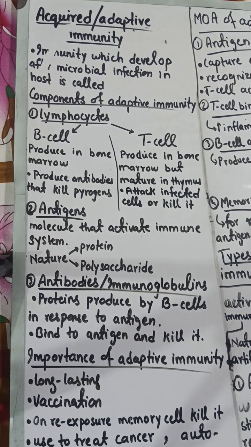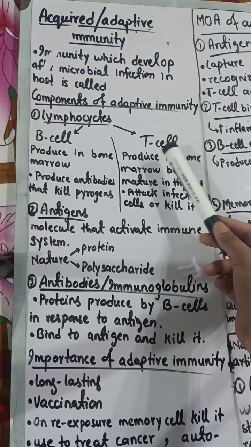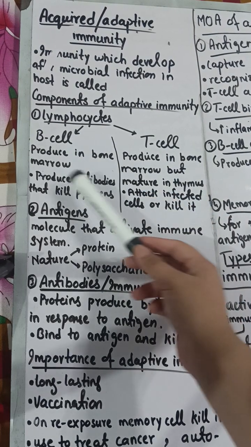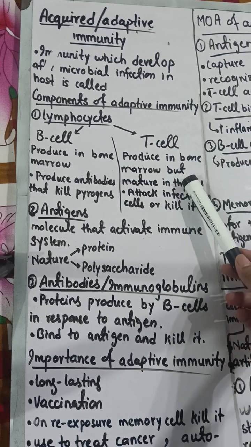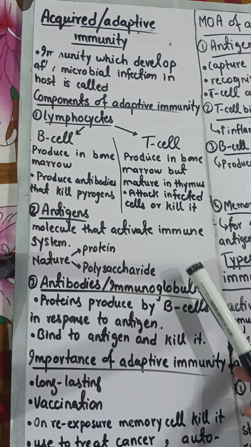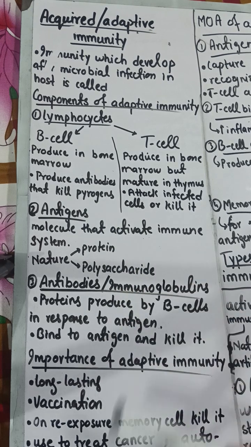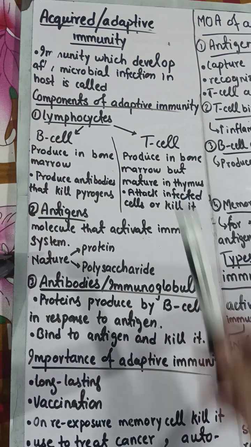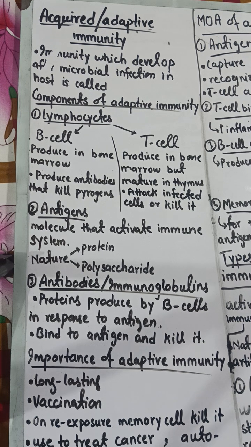What are the components of it? The first component is the lymphocyte cell, lymphocyte B cell and T cell. Lymphocyte B cells are produced in bone marrow, lymphocyte T cells are also produced in the bone marrow, but they mature in the thymus. B cells produce the antibodies that kill the pathogens, while the T cell attacks the infected cell or kills it.